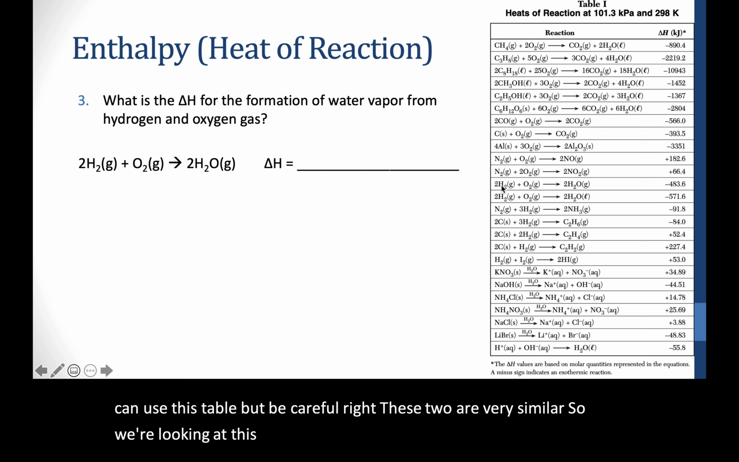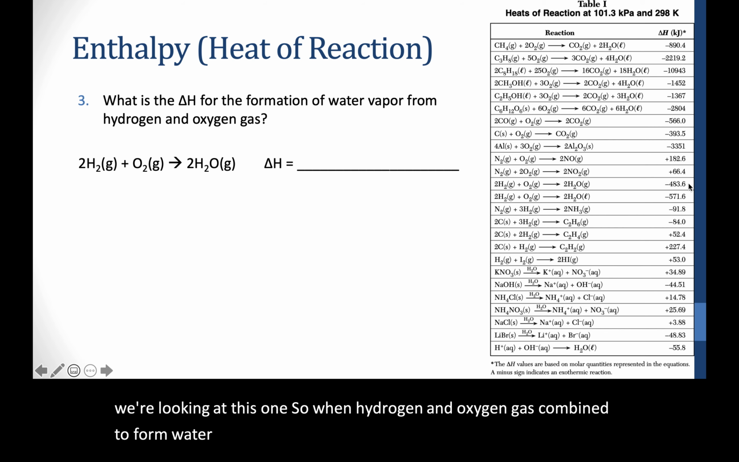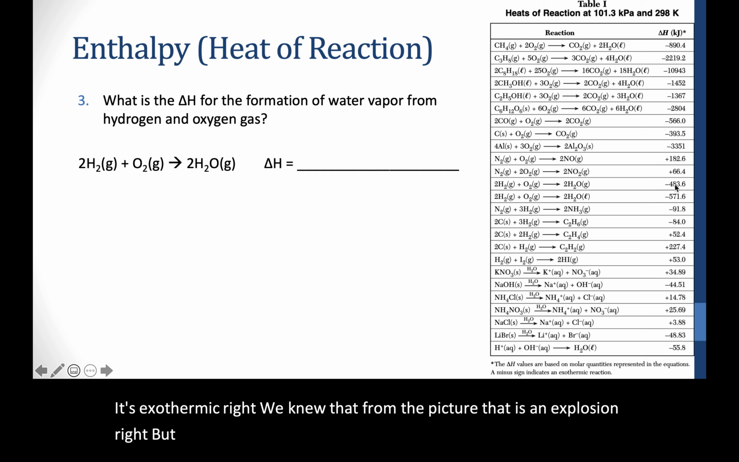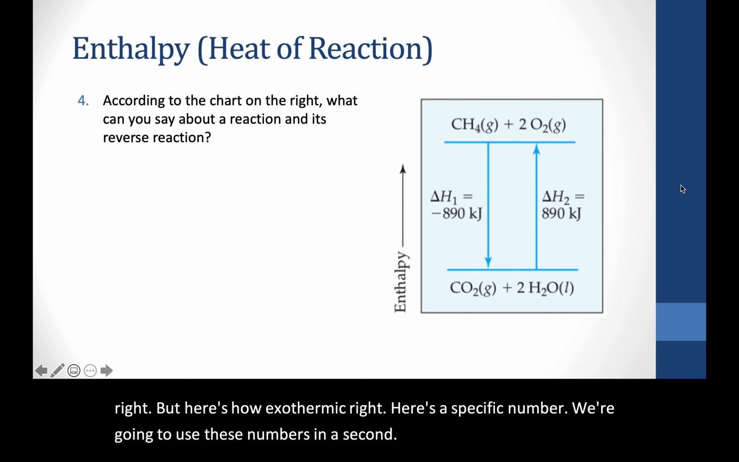So when hydrogen and oxygen gas combine to form water, gaseous water, it's exothermic, right? We knew that from the picture that is an explosion, right? But here's how exothermic. Here's a specific number. We're going to use these numbers in a second. Before we do, though, one other concept we've got to think about.